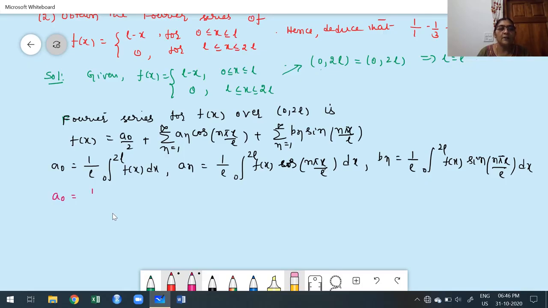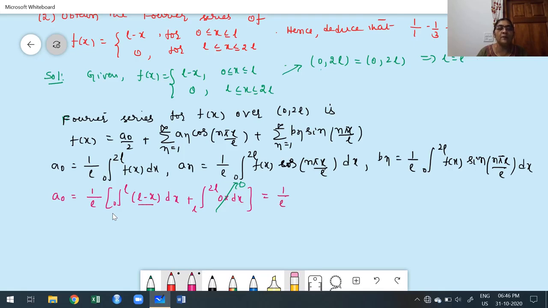Now what is a naught? It is 1 by l, but here it is a split function. Therefore 0 to l, what's the function you have? L minus x with respect to x. L to 2l, what's the function you have? 0 into dx. Now we have to neglect this, because the function itself is 0, therefore the corresponding integral value is 0. Now here most of the students simply integrate L and x.